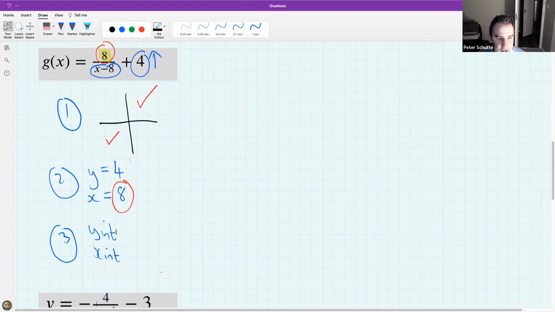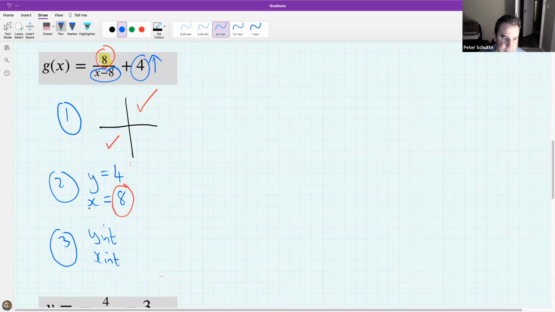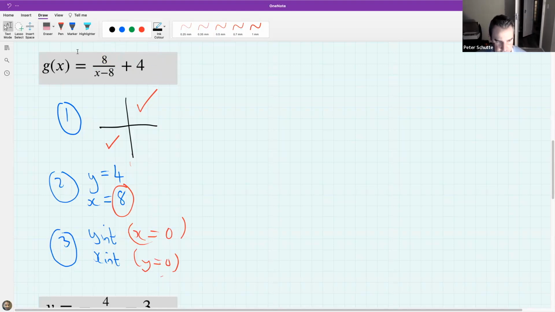All right, now, I want you to try and find the y-intercept the way that you know how to find the y-intercept, which is by making x 0. And then I want you to try and find the x-intercept by making y 0. And I want you to apply that to the function g. So go ahead and find me my y-intercept and find me my x-intercept.